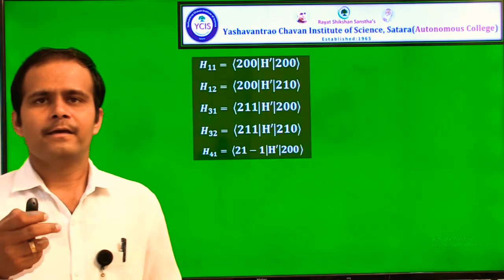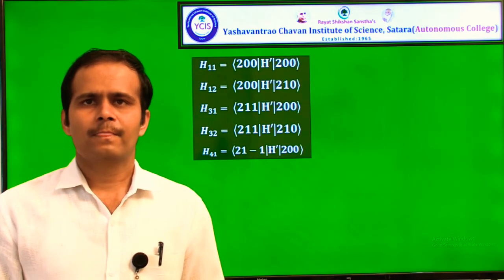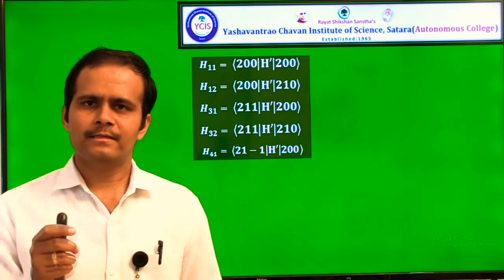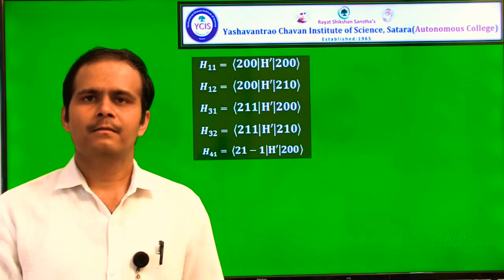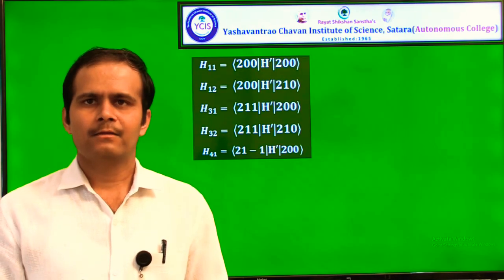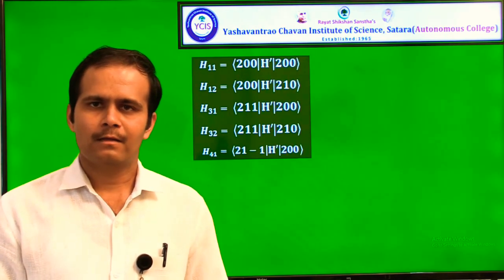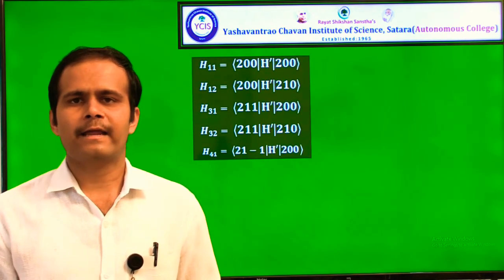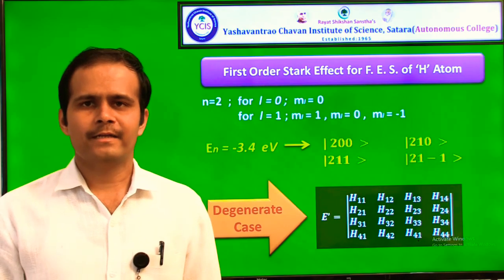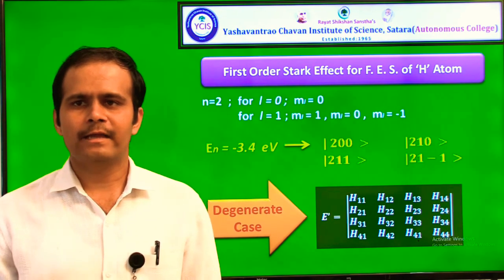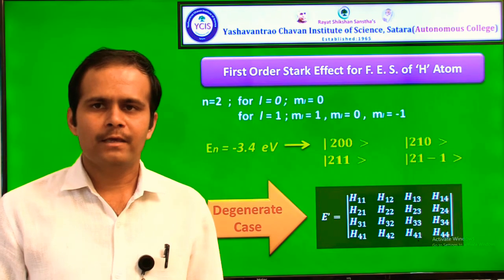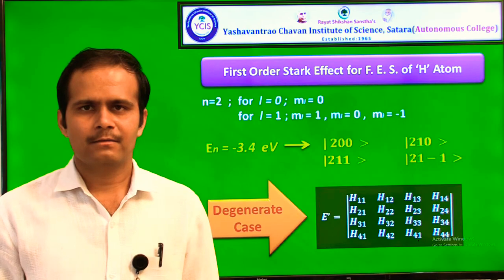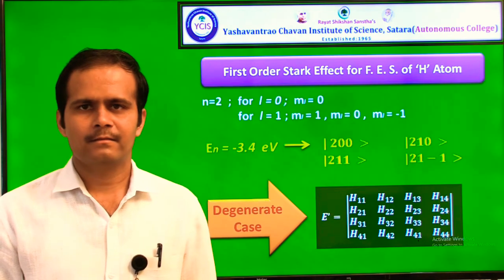H11 will be equal to 200 H dash 200. What is H12? H12 will be 200 H dash 210. Now you can understand in this way we have to construct the determinant H11, H12, H13 and so on, and we will get that particular energy E dash, which is the correction in the energy.